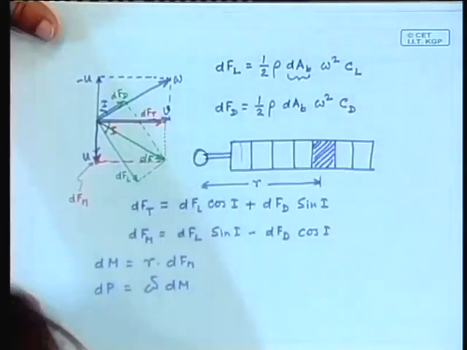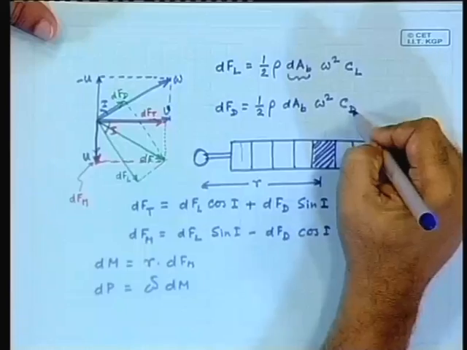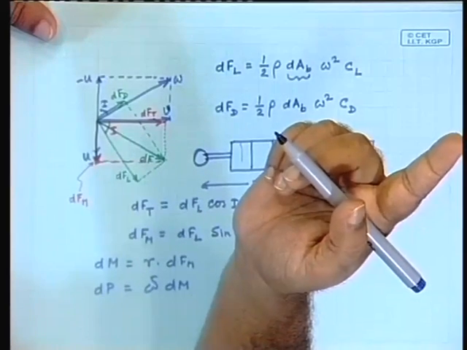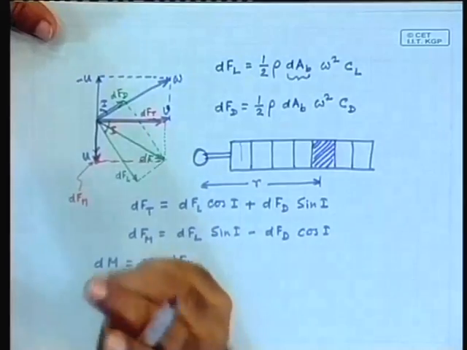And as I told you, the CD and CL are to be obtained from airfoil data. And the airfoil data, how is it measured? It is measured by keeping the airfoil in an airstream, and then depending on the angle of attack, you measure how much is the drag, how much is the lift. That is how you obtain it. So, it is available as a function of the angle of attack.